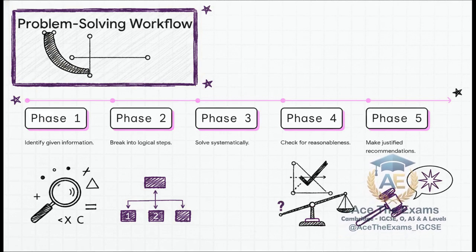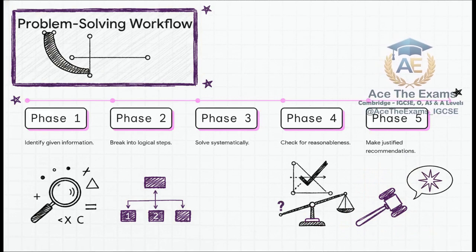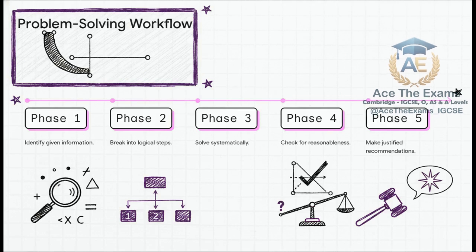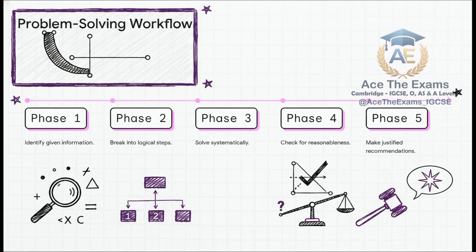Let's do challenge 3, speed writing. You have 30 seconds to mentally map out a perfect Peel paragraph for solving. Go. Phase 1, identify given information clearly. Phase 2, break it into logical steps. Deal with one variable at a time. Phase 3 is solving systematically.